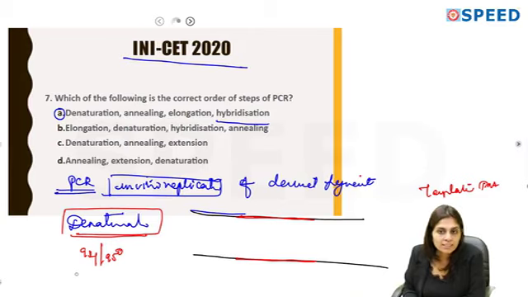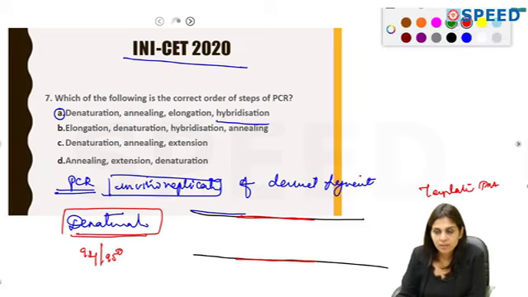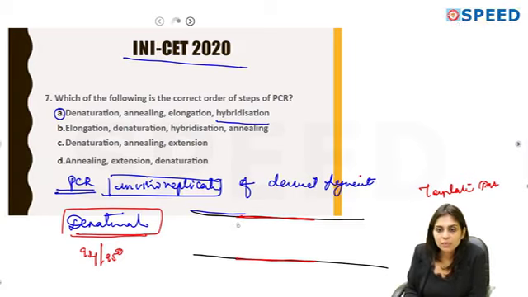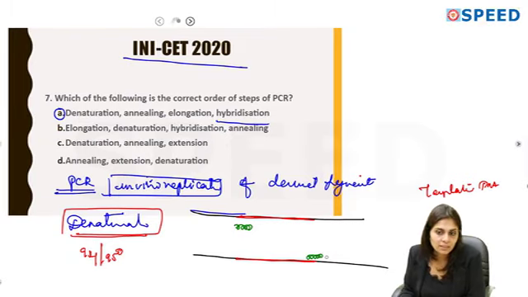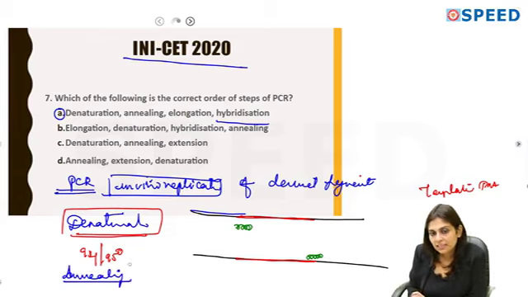And after denaturation, in the next step you have to add primers, basically because the DNA polymerase which amplifies needs a primer to be already present for it to elongate the strand. So in the next step you are going to add primers, and these primers anneal to flanking sequences of both the strands. So the second step is called the annealing step.